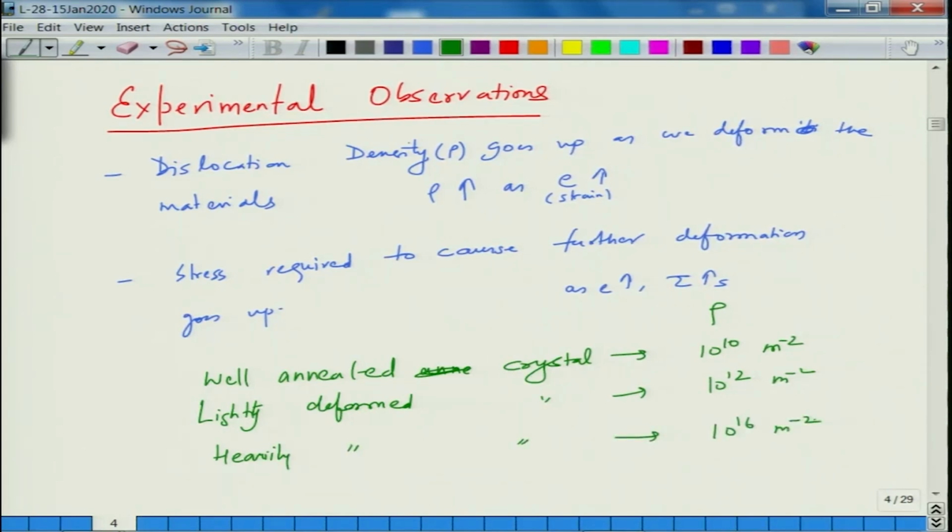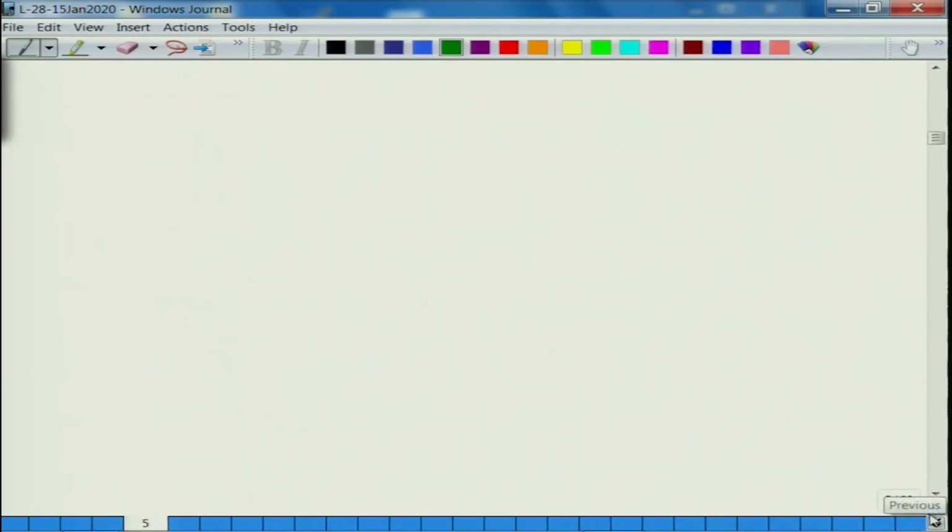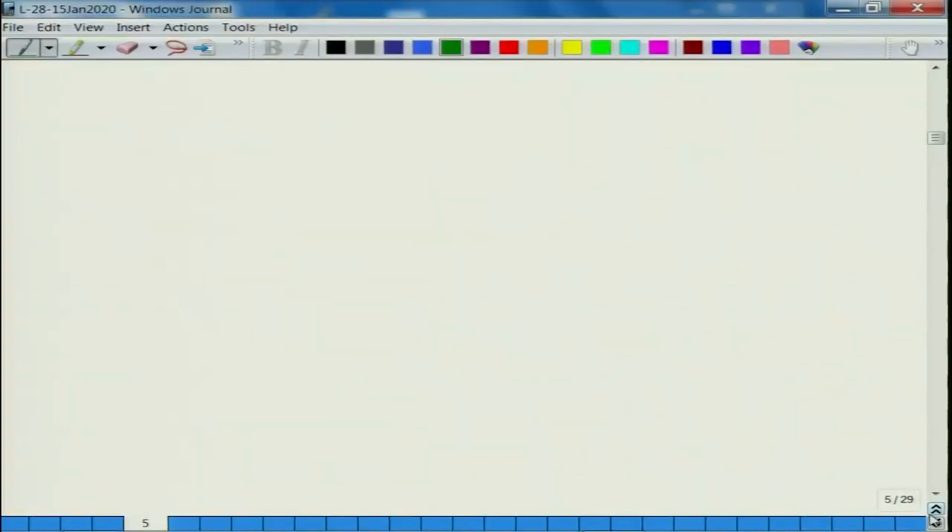This is contrary to what we have said, because we are saying that the dislocation leaves the crystal, causes a step as we deform, which means the dislocation density should reduce in number as we keep deforming the material. So why is the dislocation density increasing as we deform the material? That is a question. And the reason lies in the fact that not only do we eliminate dislocations during deformation.